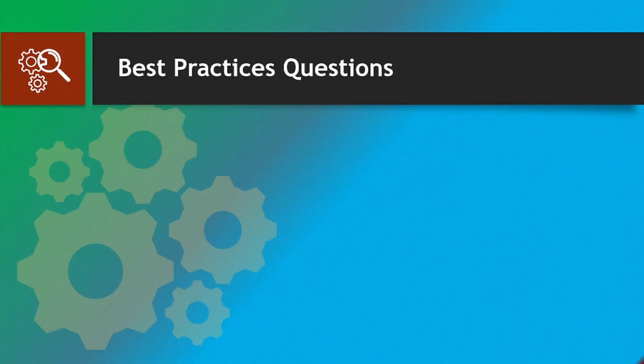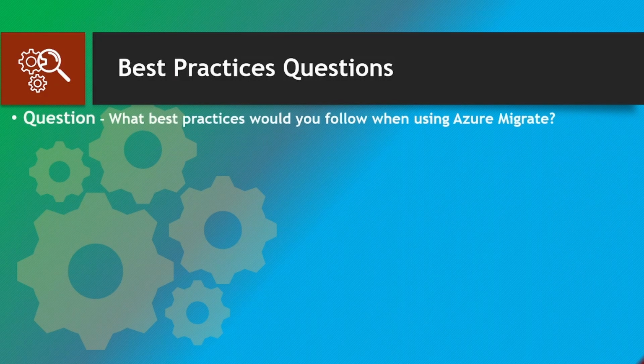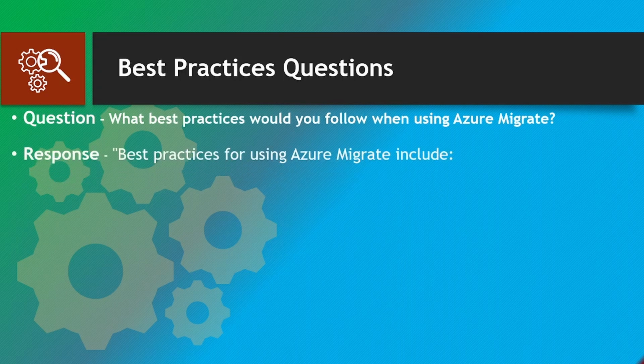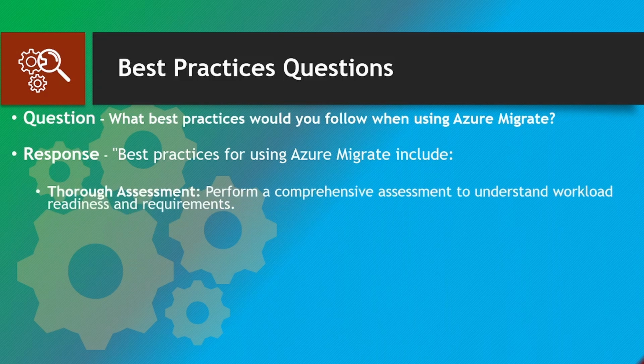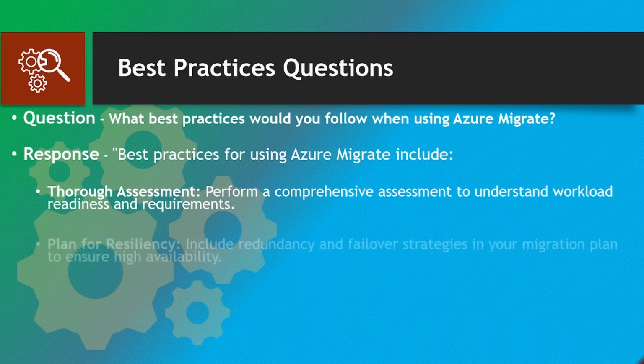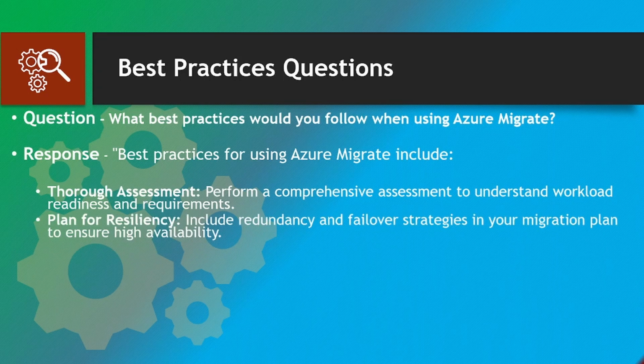So the best practice questions could be: what best practices would you follow when using Azure Migrate? The following are the best practices which we include. Thorough assessment. As we have discussed earlier, assessment is the key. Perform a comprehensive assessment to understand workloads, readiness, and requirements. Plan for resiliency. Include redundancy and failover strategies in your migration plan to ensure high availability.